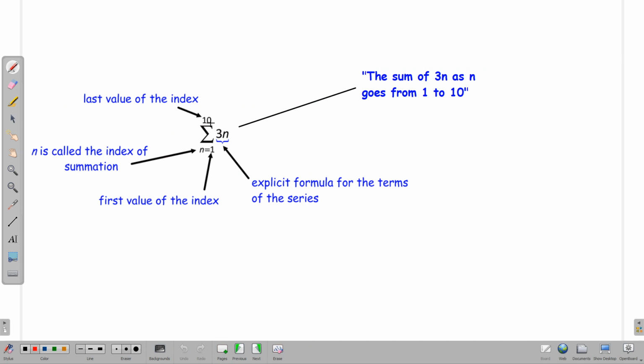Okay, so we've got the summation sign, which indicates sum. And then what you see down here is the index. This is saying what you are actually incrementing by. So we're saying n is the index, and we're going to start with the first value of the index being 1. And then the top number is how high the index goes. What's the highest that n becomes? In this case, the highest it becomes is 10. The way you would read this is it is the sum of 3n as n goes from 1 to 10.